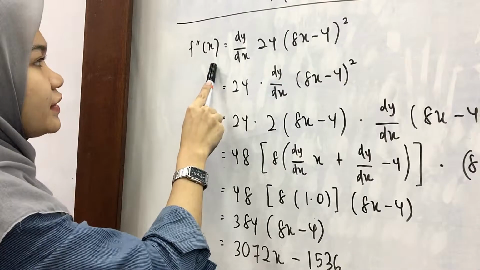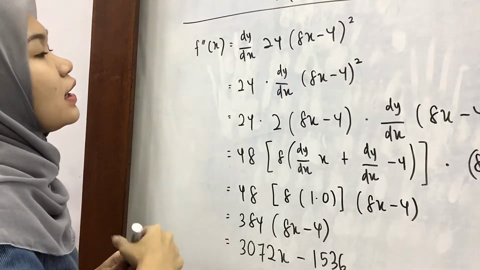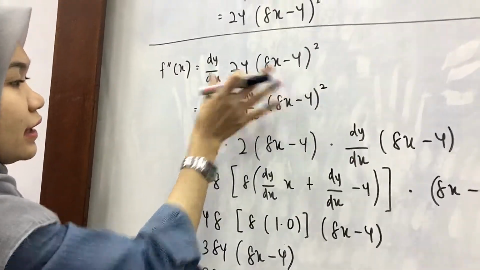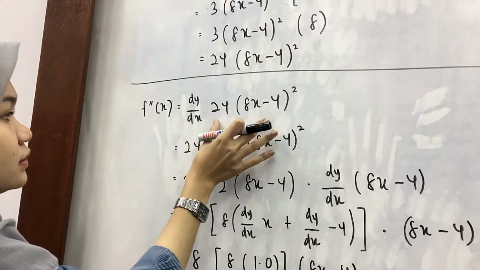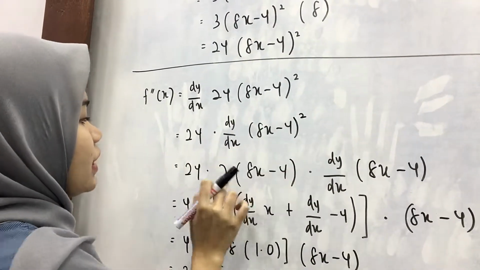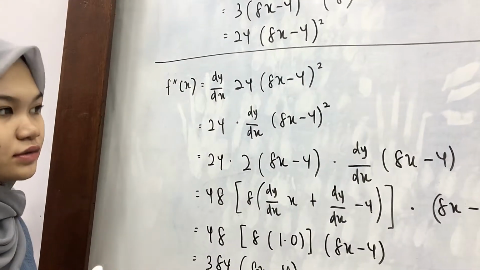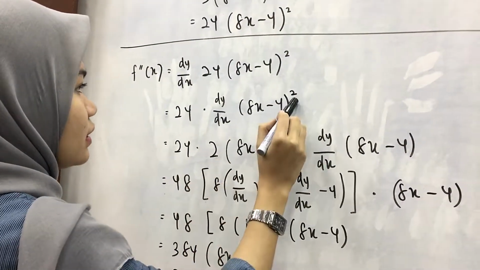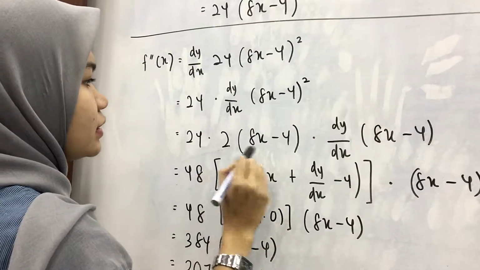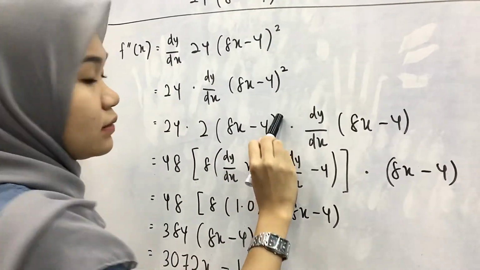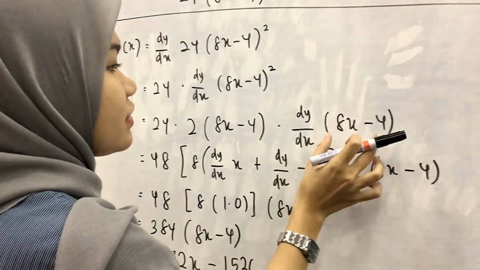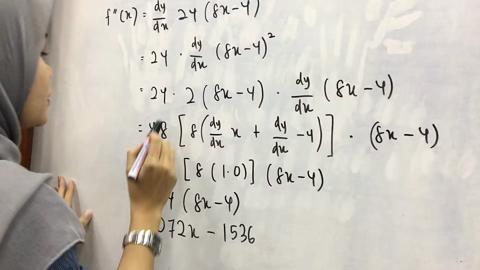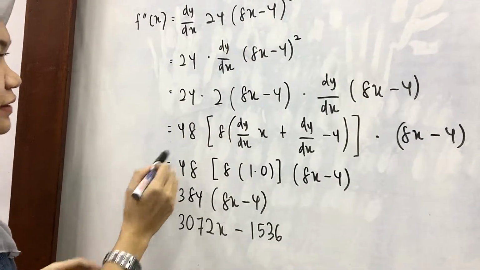For the second derivative, f double prime x, I take the first derivative and derive it again. I use the chain rule again, and I pull out the power 2 here, and 2 minus 1 gives power 1, and then I derive 8x minus 4. So 24 times 2 I get 48.